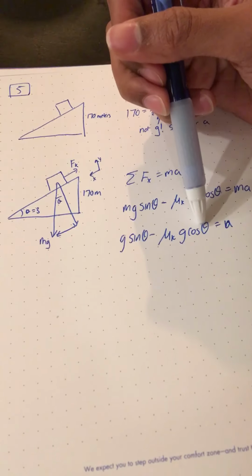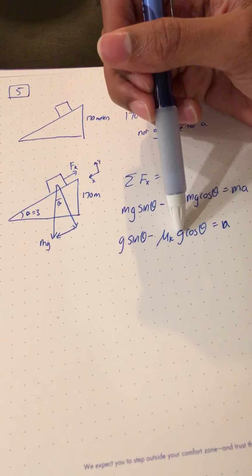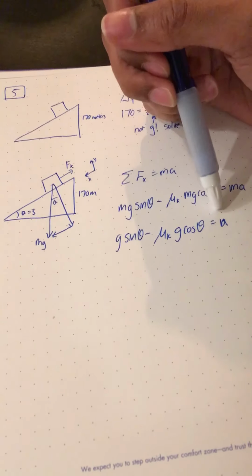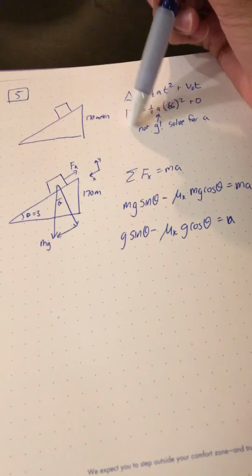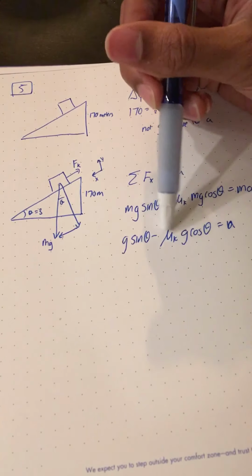You have theta, which equals 3 degrees. You have g. You're trying to solve for mu k. You have a. A is what you got in this previous part. So you just plug that acceleration in and you get the new kinetic friction.